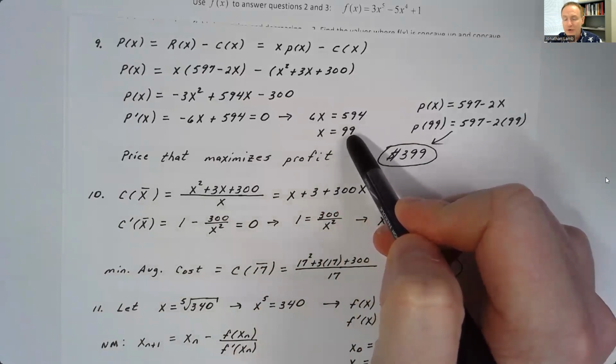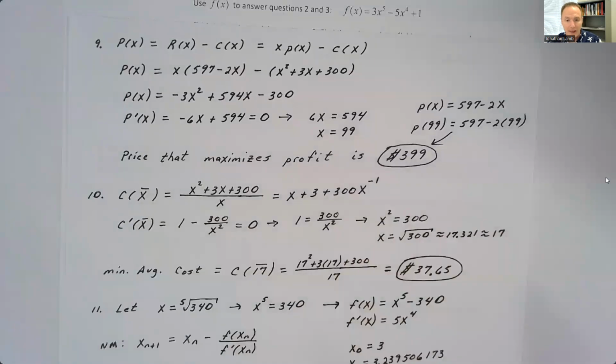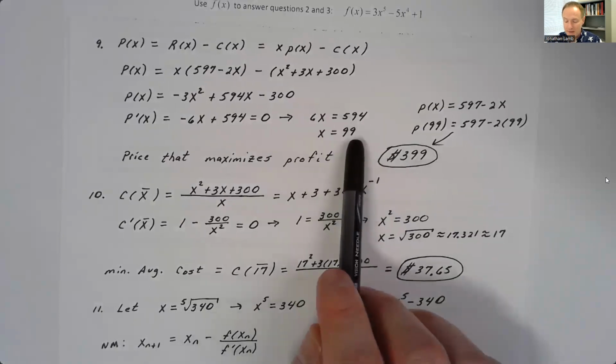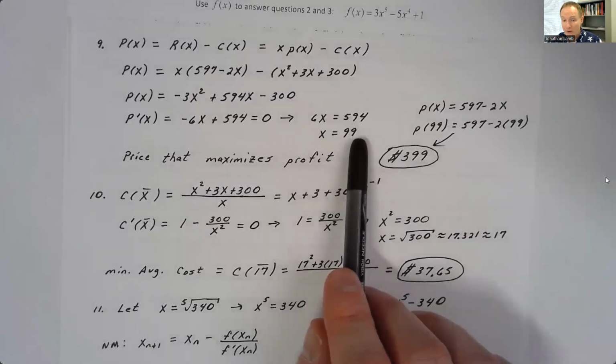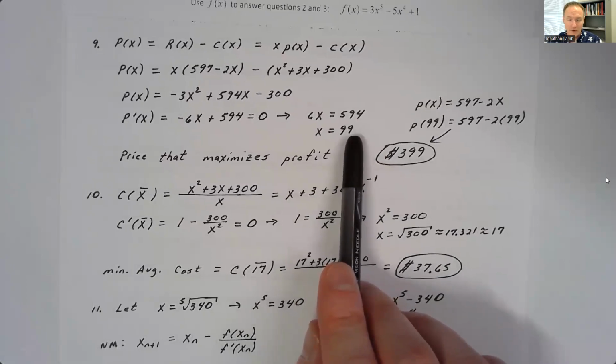Please don't stop prematurely on these problems. I could see a student getting happy and circling 99 and moving on. That would be terrible because 99 is not the final answer. That's just where the maximum profit exists. It's going to exist when 99 units are sold.